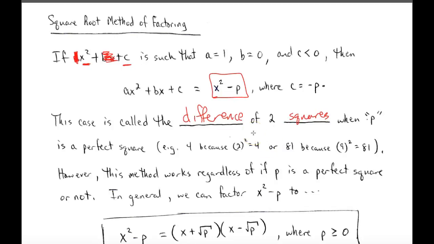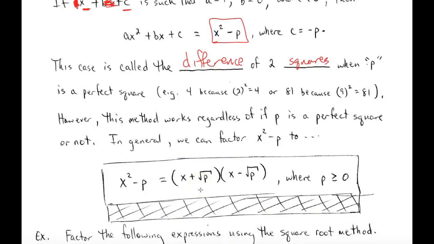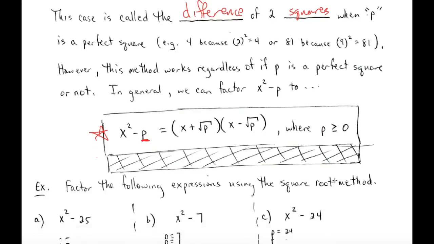The easy way to look at this is that anytime we have x squared minus a number, whether it is a perfect square or not, we can always figure out what it's going to factor into by saying x plus the square root of whatever number is there, times x minus the square root of that number. Here we are assuming that p is greater than or equal to 0, only because we cannot take the square root of a negative number.